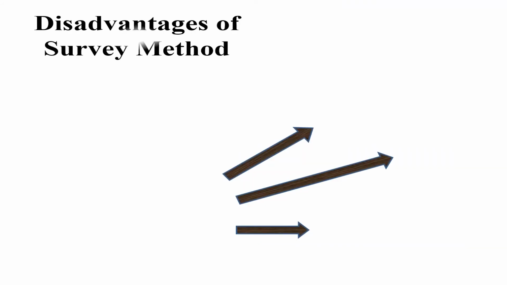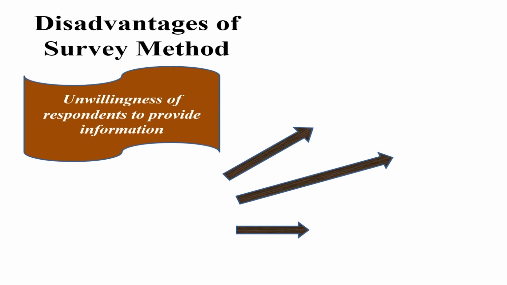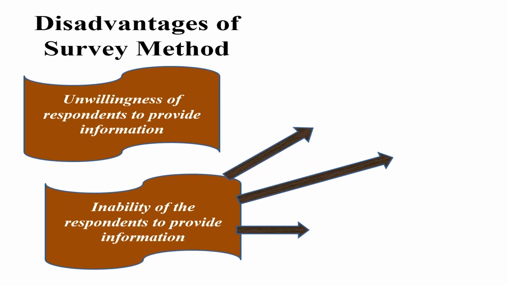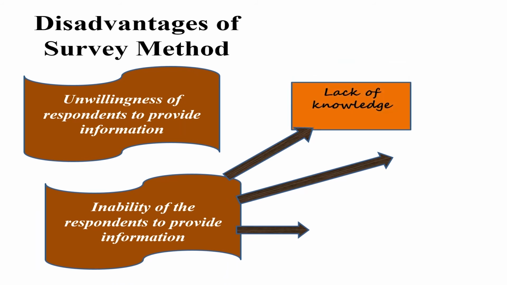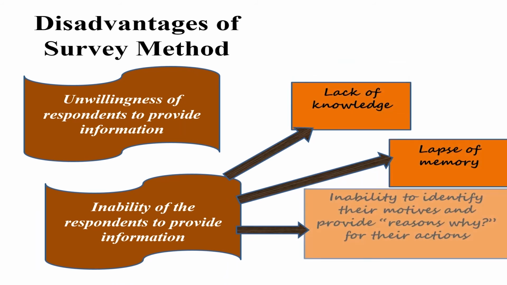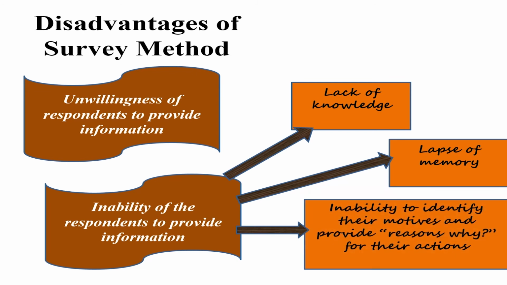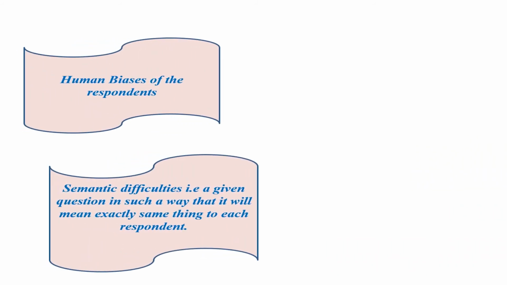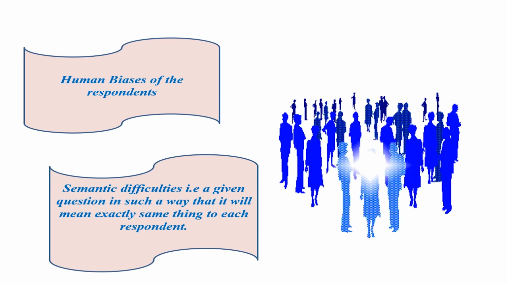The disadvantages of the survey method are unwillingness of respondents to provide information, inability of the respondents to provide information due to maybe lack of knowledge, lapse of memory, or inability to identify their motives and provide reasons for their actions. Human biases of the respondents, semantic difficulties, that is, difficulties faced in stating a given question in a way that it'll mean exactly same to each respondent.